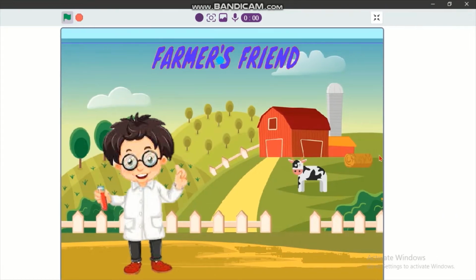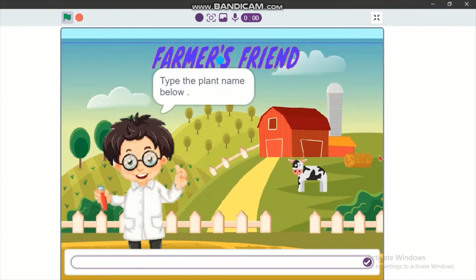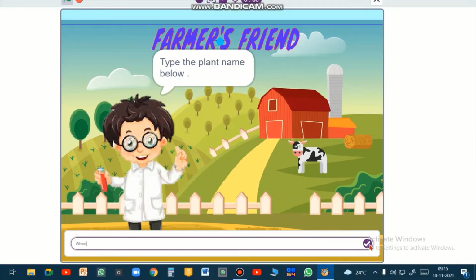Hi, my name is Pradeep and I'm your farmer assistant. Please tell me for which plant you want information. So it introduces itself and tells that type the plant name below. So suppose I type wheat. We can also write any other name of plant. So let's see what it tells.